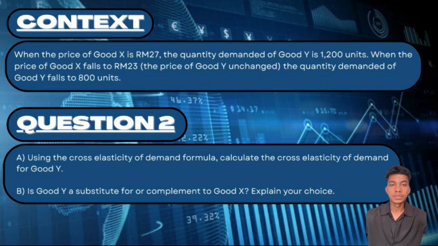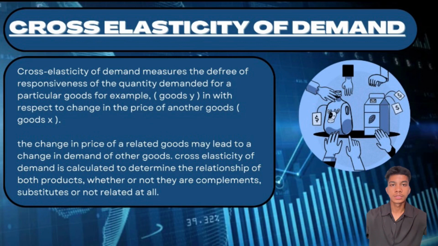So I got question number 2. They want me to calculate the cross elasticity of demand. But first I am going to explain the cross elasticity of demand. Cross elasticity of demand measures the degree of responsiveness of the quantity demanded for a particular good, for example good Y, with respect to the change in the price of another good, for example good X.